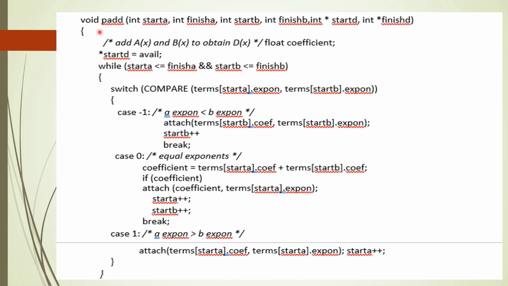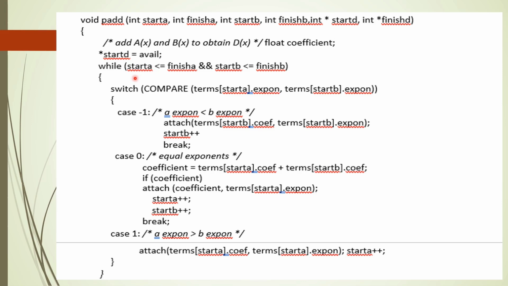This is the polynomial addition function by using the second representation, or second method, to represent a polynomial. As I already mentioned, here we are using some extra variables: start a is pointing to the beginning of the first polynomial, finish a is pointing to the ending of the first polynomial, start b the beginning of the second polynomial, finish b the ending of the second polynomial, start d the beginning of the resultant polynomial, finish d the ending of the resultant polynomial. Avail is always pointing to the next available location. You have to keep storing the terms of the resultant polynomial from the next available location.